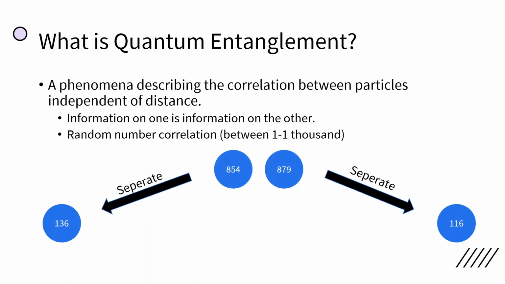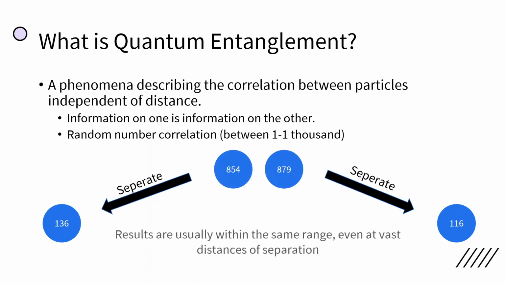Now, if you were to separate those by light years of distance and still take those measurements on both particles, their results will still be correlated with each other. And you can do this no matter how far away they are from each other.